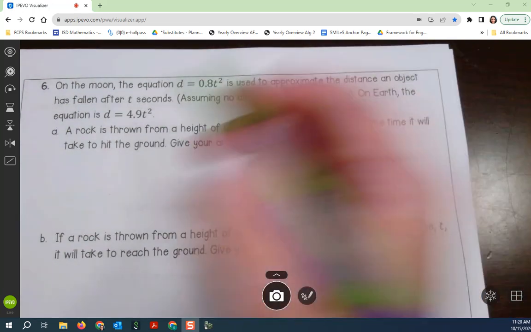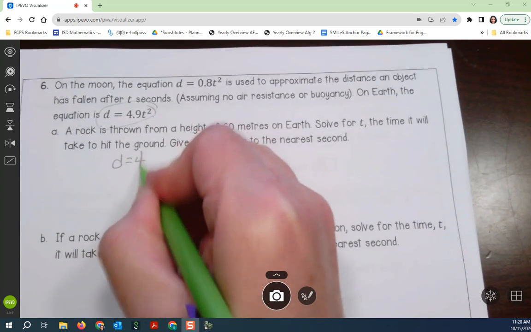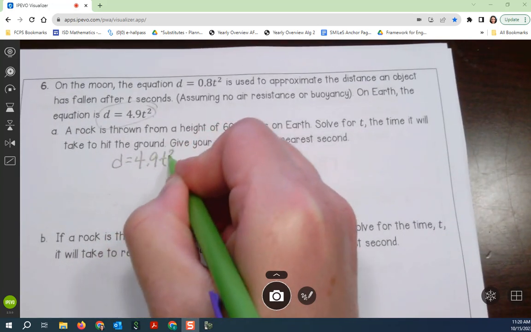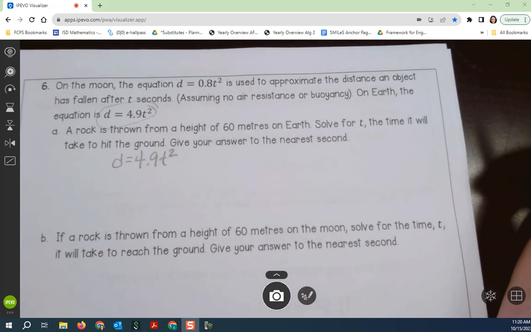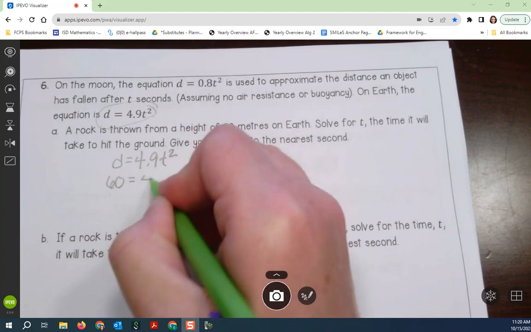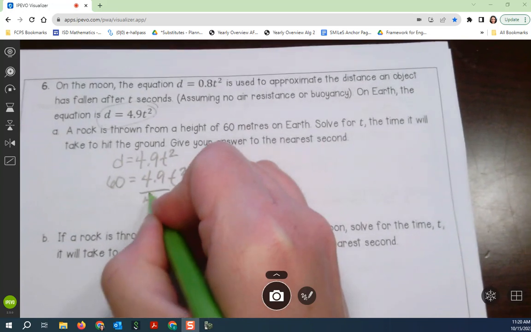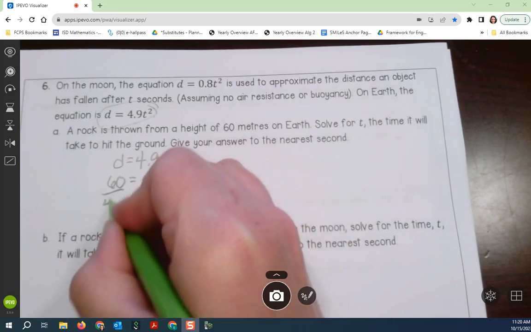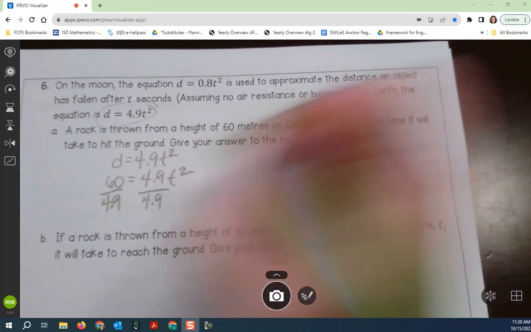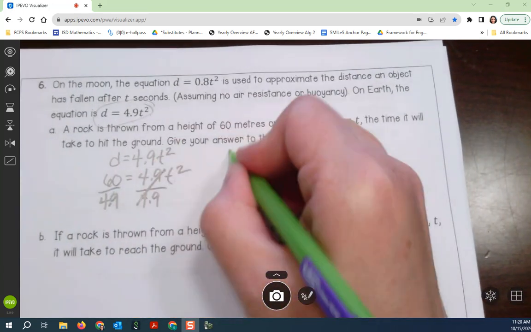So we're going to use the Earth formula, this one. I'm going to start by writing it. And we need to find the time, right? Yep. So we're going to put 60 for d. And we're going to solve. So first we'll divide by 4.9. And instead of finding that answer and rounding it, we're just going to use that answer. So I have t squared equals this.